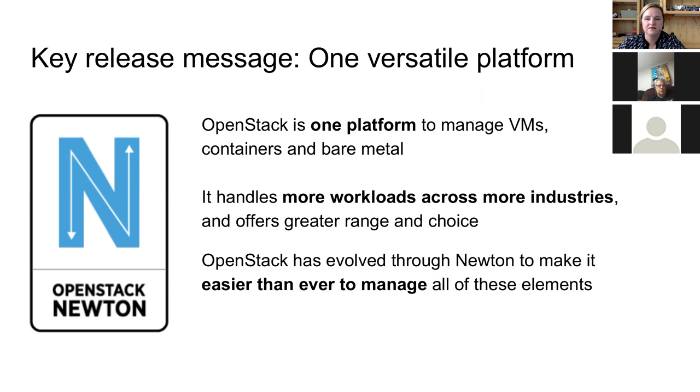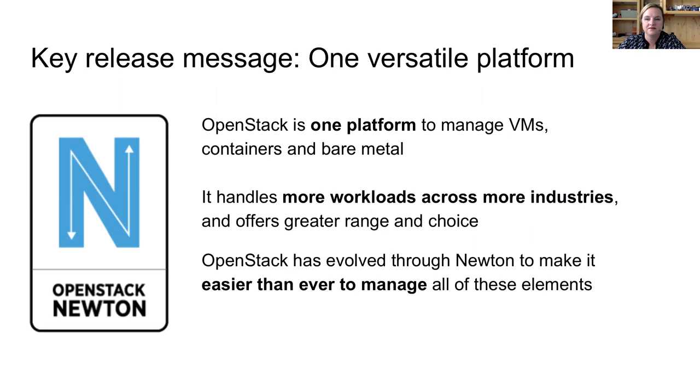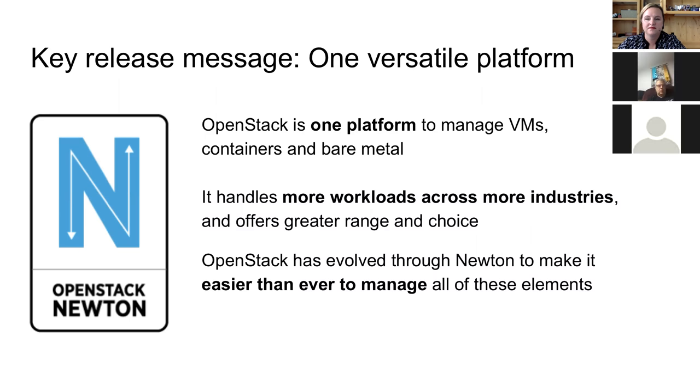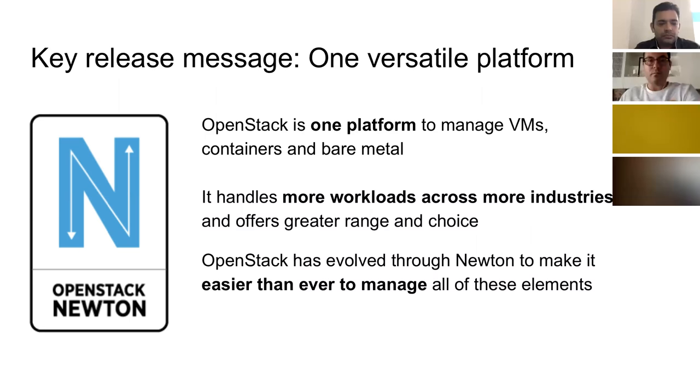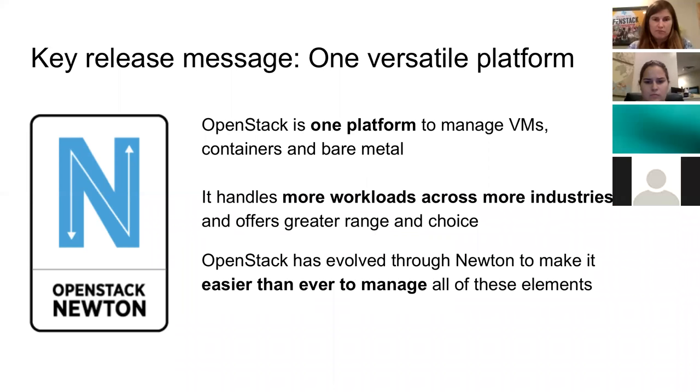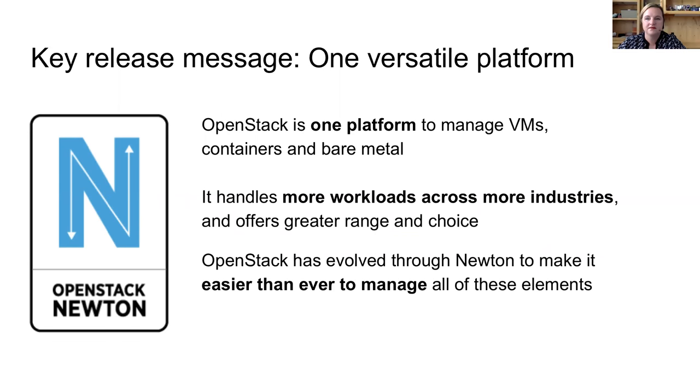One of the things that we started talking about towards the end of 2015 as a key message was OpenStack as a platform for integrating multiple types of technology, and we see that's becoming even more capable and more versatile with the latest releases. If we look at Newton, it has support across bare metal, virtual machines, and containers for managing a lot of different kinds of workloads in a lot of different industries, and that versatility is something that over and over again we hear how valuable that is to organizations.